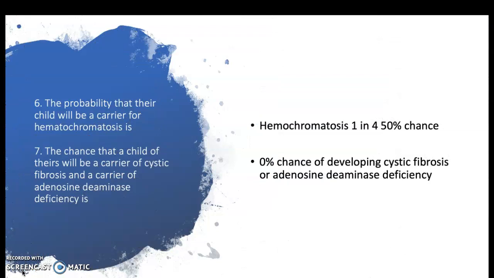Number 6, the probability that their child will be a carrier for hemochromatosis is, in this case, Spencer is homozygous recessive for hemochromatosis. The child would be asymptomatic, but would still have a 50% chance of being a carrier for the condition. And the chance that a child of theirs would be a carrier for cystic fibrosis and a carrier of adenosine deaminase deficiency would be very low, 0%, because they both don't carry that condition, that disease.